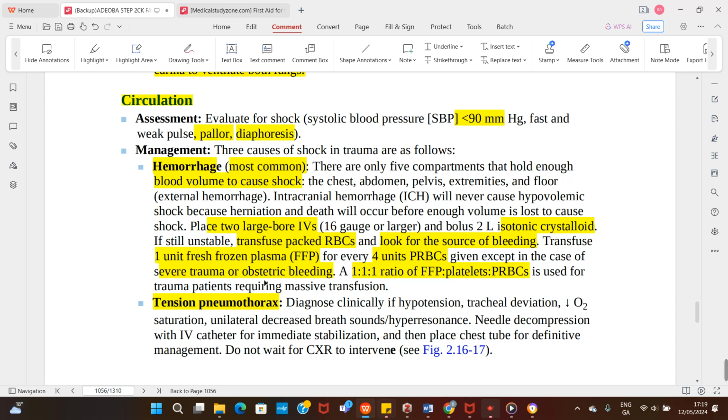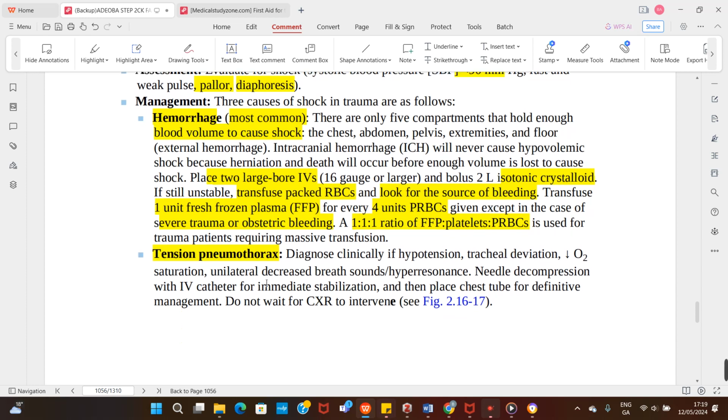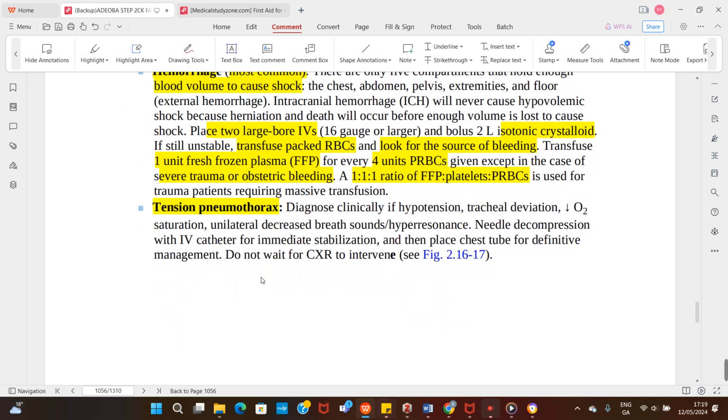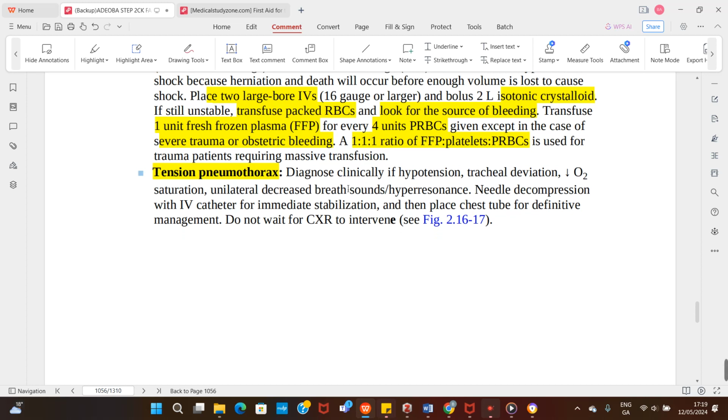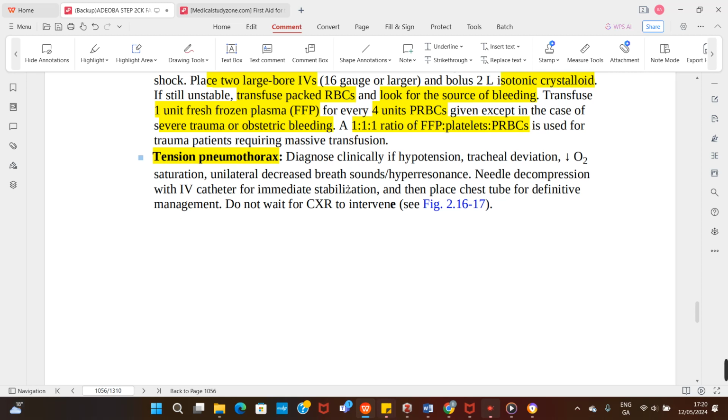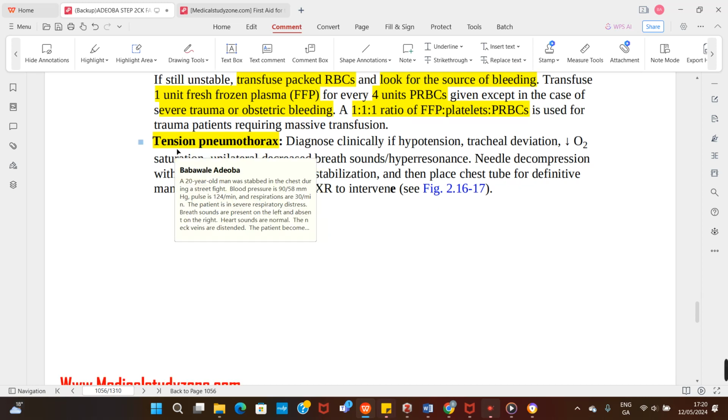So we should have that at the back of our mind. So that is a ratio. That's the ratio for massive blood transfusion. One for the FFP, one for the platelet, one for the packed red blood cell, so that you can just mimic the normal blood composition, right? So you are giving your platelet, your fresh frozen plasma, your red blood cell in 1:1:1 configuration.